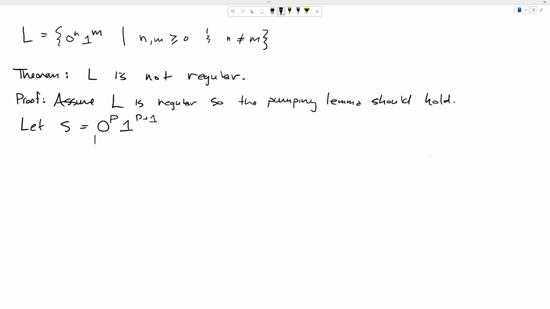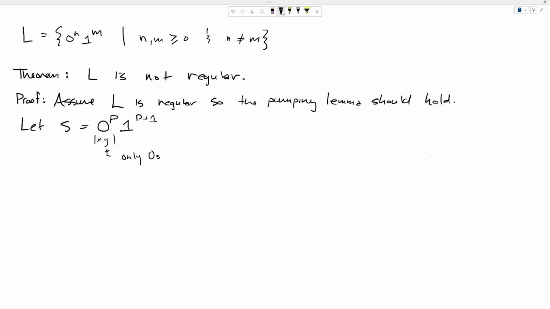So remember, this substring xy is going to be in this first p block. So as long as we keep this first block of zeros of size p, the one thing that we're going to be sure of is that our y string is only zeros. And remember, that's part of the key argument we've been making in a lot of our proofs so far. We get to pump those zeros up or down, and it somehow changes from a string that's in the language to a string that's not.